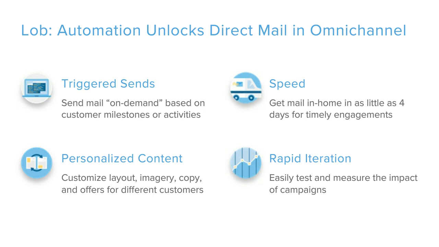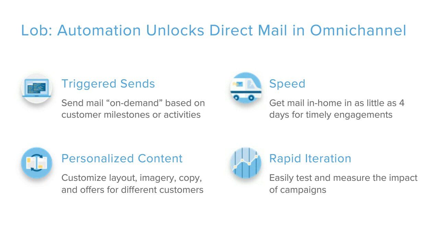Lob is an API-based direct mail automation tool that makes direct mail usable as part of your multi-channel campaign orchestrations. So it can help trigger mail that's fast, personalized, and cost-effective for retention purposes. So what it allows marketers to do is seamlessly integrate direct mail within their campaigns. So mail can be sent on demand with no batching or queuing based on specific customer milestones or activities. It can dynamically personalize direct mail content.